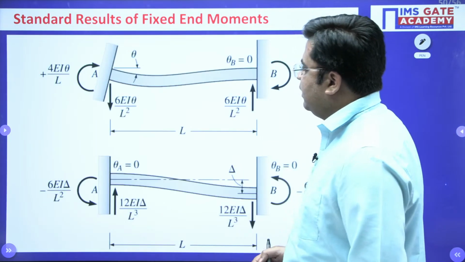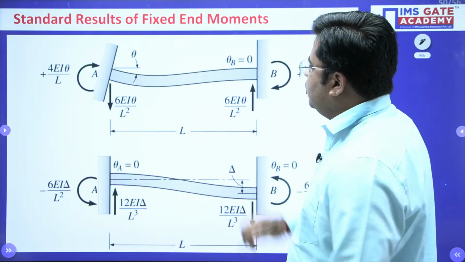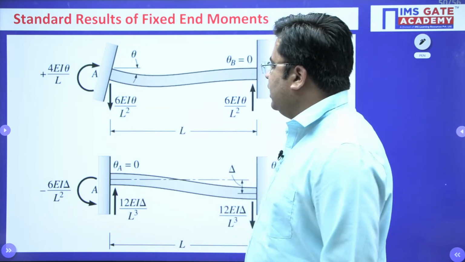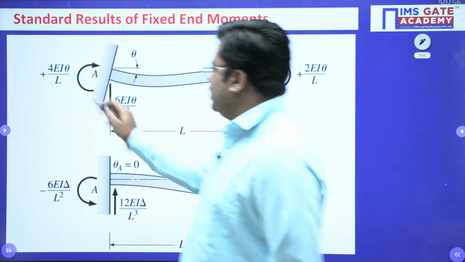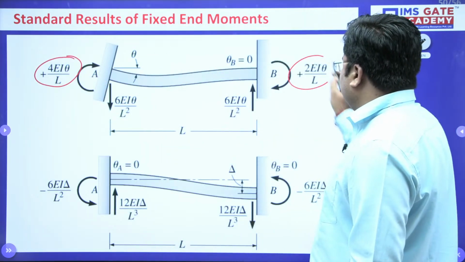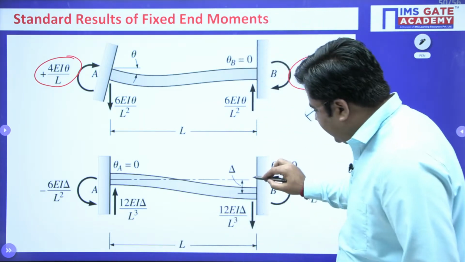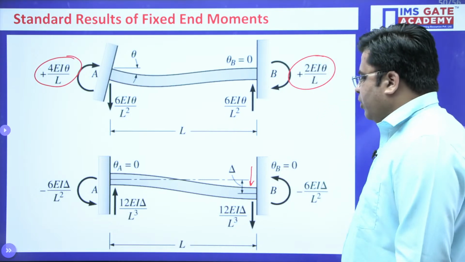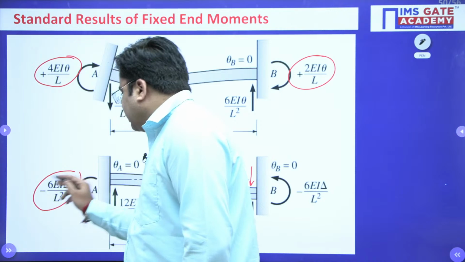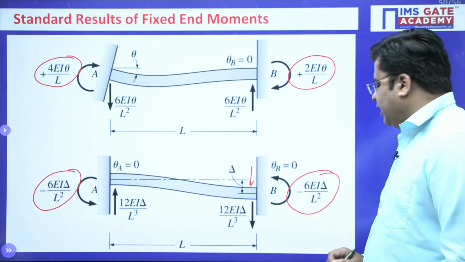Moving on with this. So these are the standard results for fixed end moments due to loading, right? Now due to rotation: if your end A is rotating by theta, then the fixed end moment that is generated at end A is plus 4 EI theta by L, and for end B it is 2 EI theta by L. If end B is getting a deformation of delta, then the fixed end moment that is generated at end A is minus 6 EI delta by L square, and for end B it is minus 6 EI delta by L square.